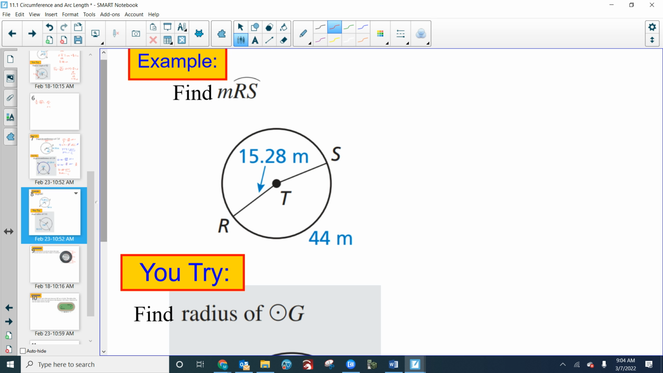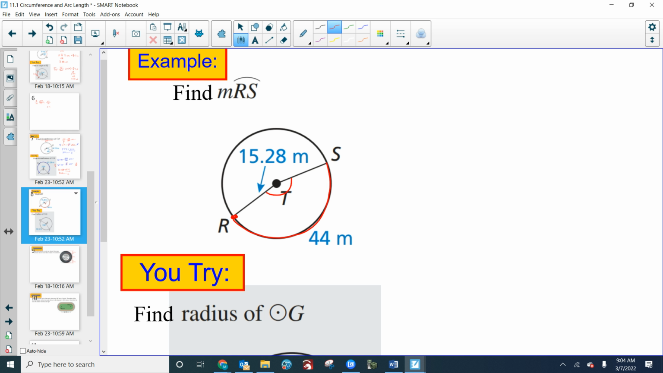It's not asking us to find the length of RS. Guess what? We already have the length of RS. They gave it to us. That's the length of RS, isn't it? We want to find the angle, or because it's a central angle, the arc measure. The measure of the arc in degrees.